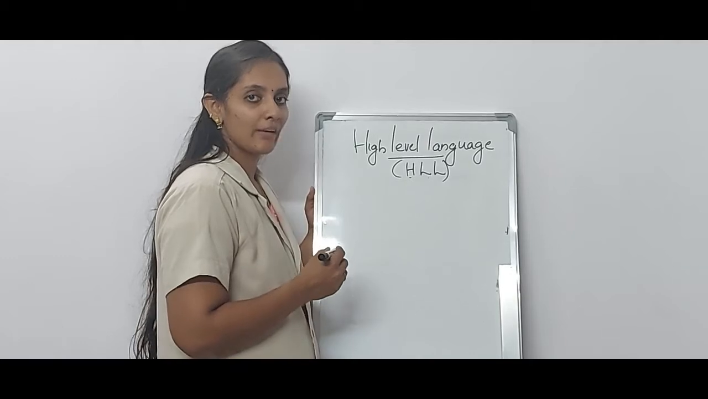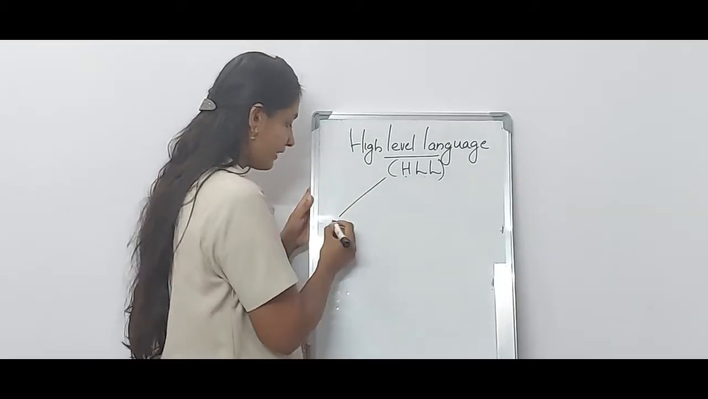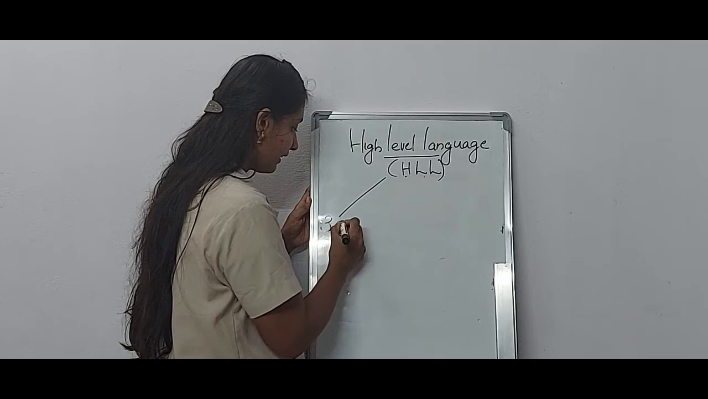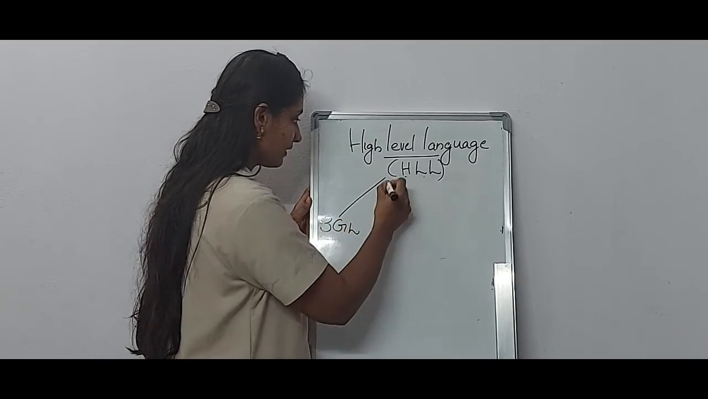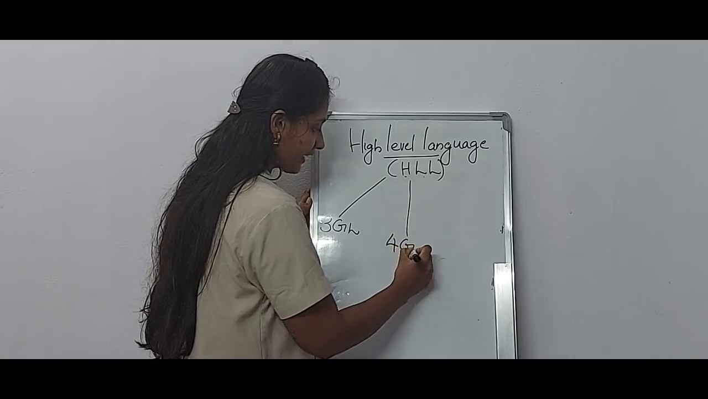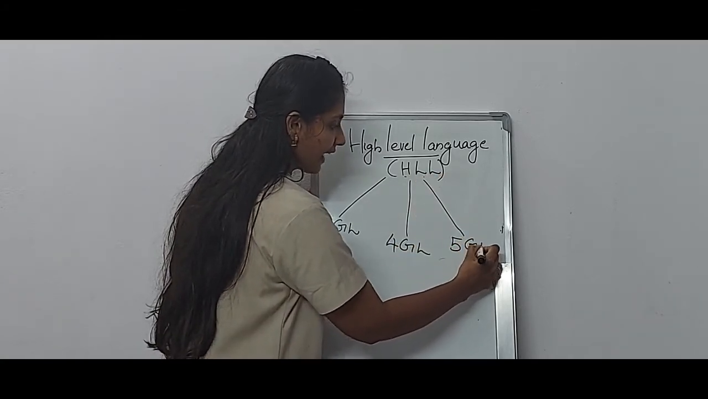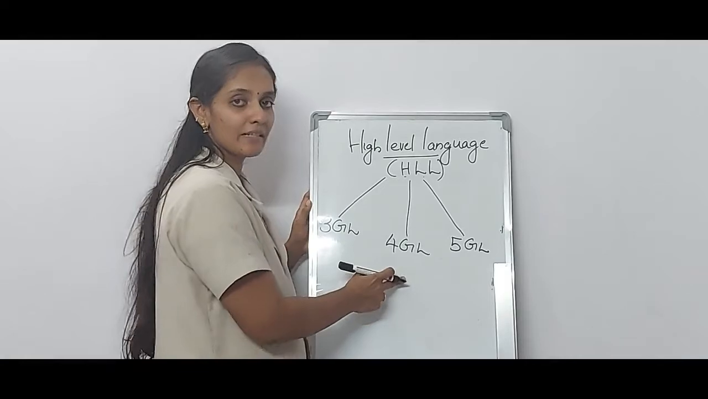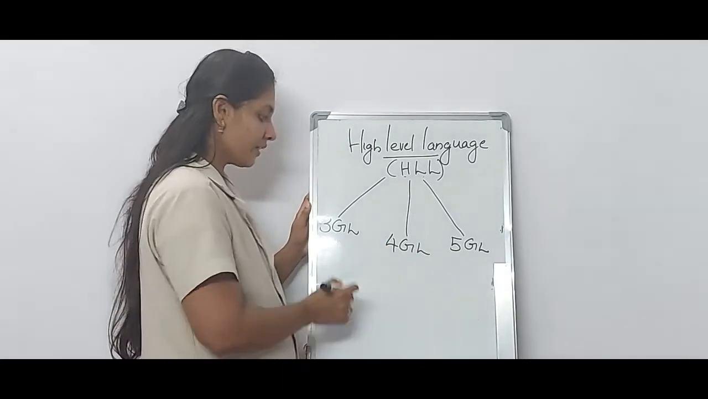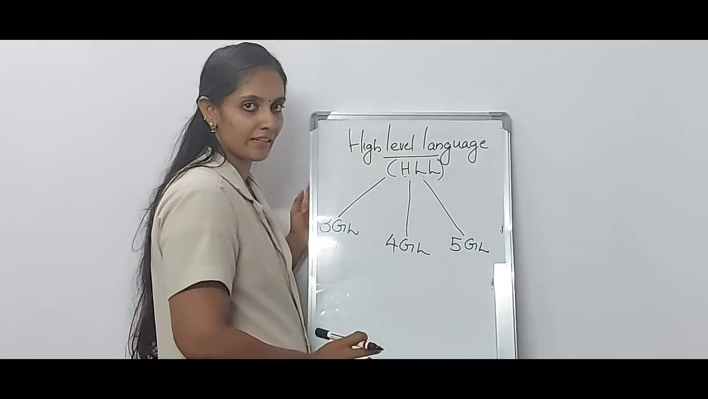The high level language is classified into three types. First one, third generation language. Second one, fourth generation language. Third one, fifth generation language. These are the three classifications of high level language.